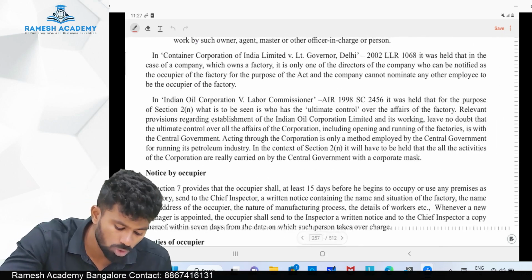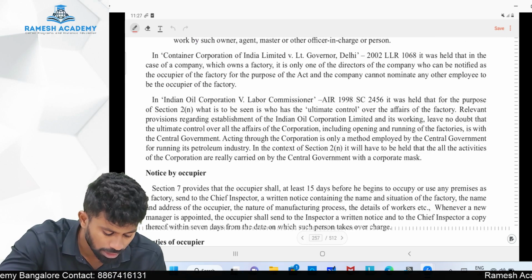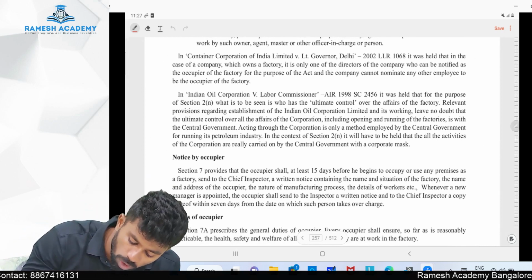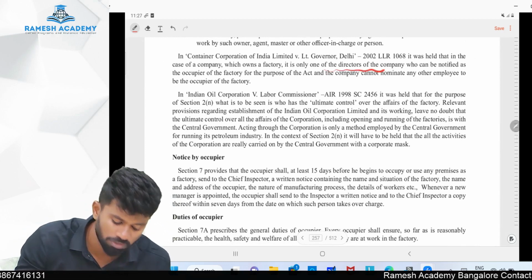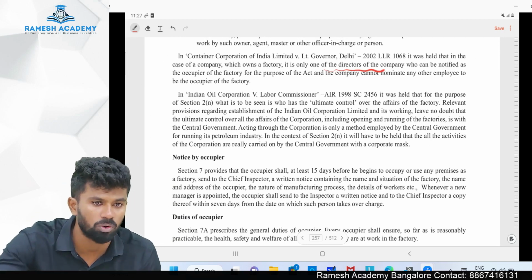In Containers Corporation of India Limited versus Lieutenant Governor Delhi, it was held that in the case of a company which owns a factory, it is only one director of a company who can be notified as what? Occupier, not all directors. So any one director can be notified as what?